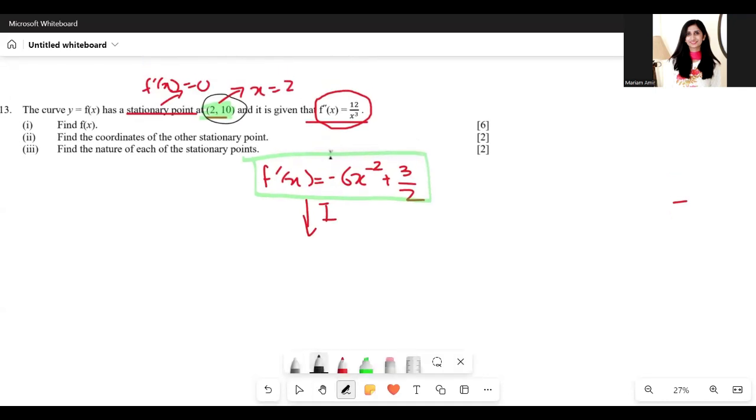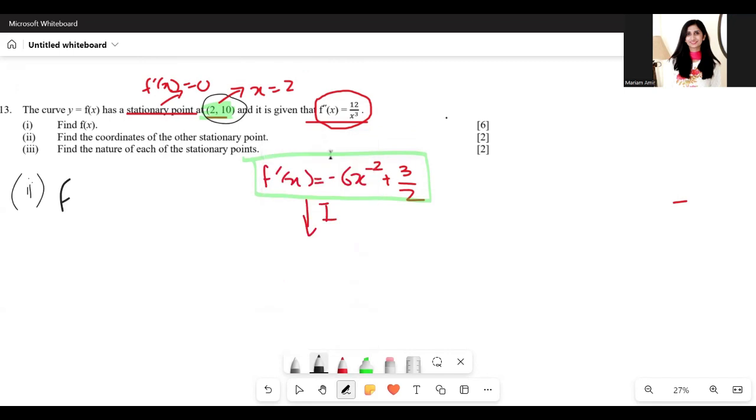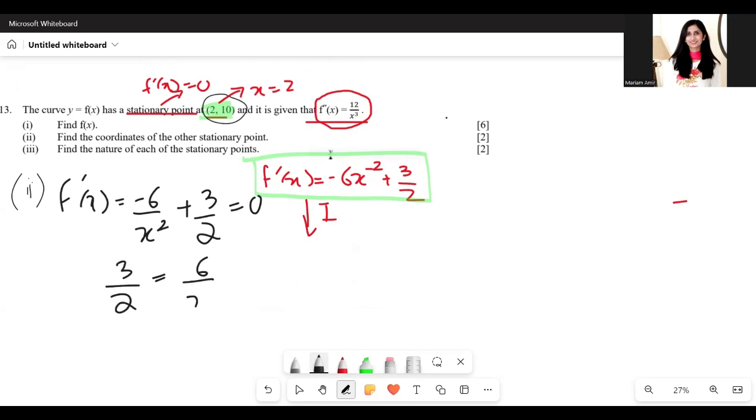So f prime x equals negative 6 upon x squared plus 3 upon 2 equals 0. So 3 upon 2 equals 6 upon x squared. So x squared equals 4. So square rooted, plus minus 2. So x is coming out to be 2, which we already knew from here, and the other x is coming out to be minus 2.